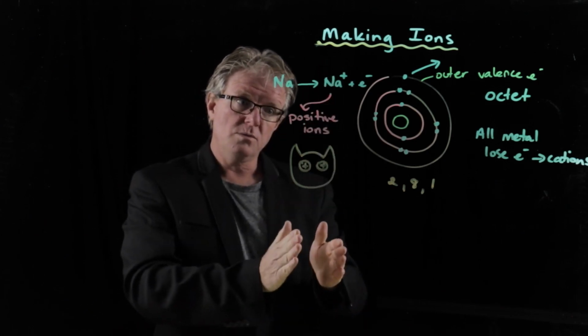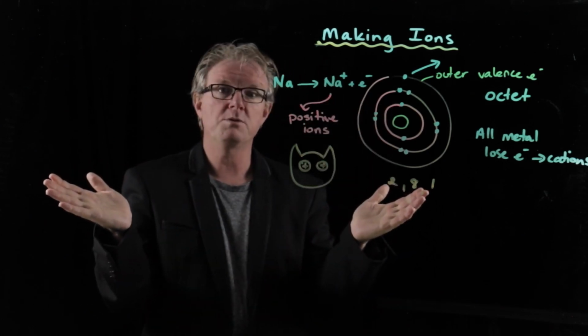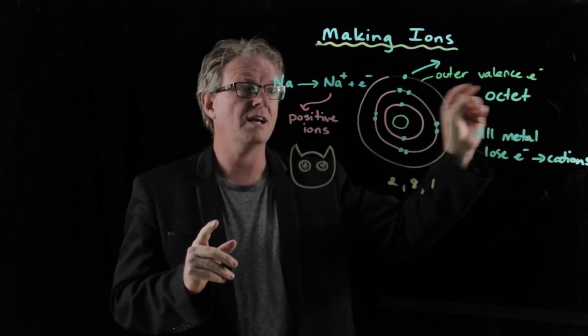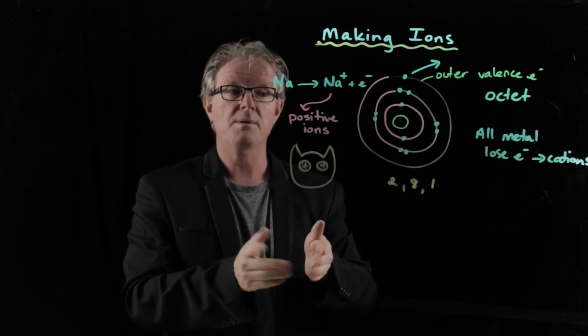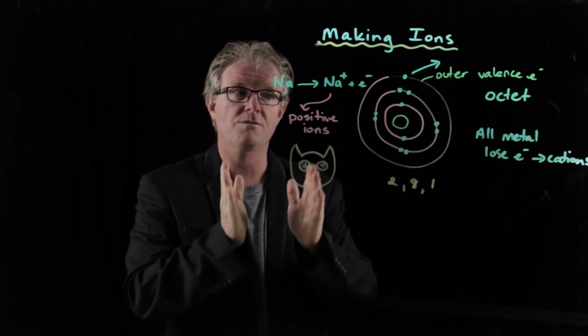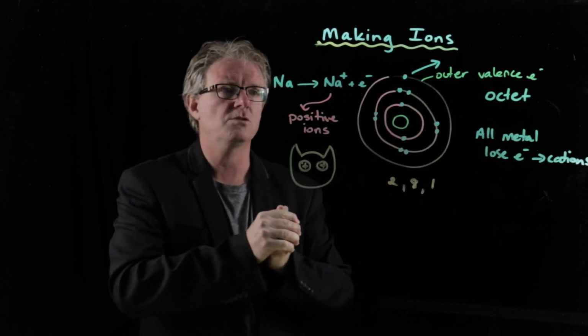Then we get to group 2. Guess what? They have 2 electrons in the electron shell, so Bob's your uncle. They lose 2 electrons and they form 2+ ions. When you get to group 3, yep, they lose 3 electrons and form 3+ ions. So we get this trend happening, which is really easy to remember.